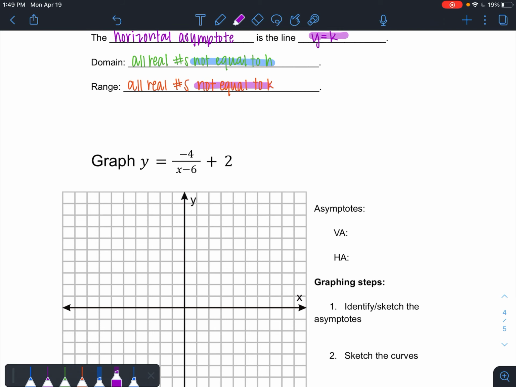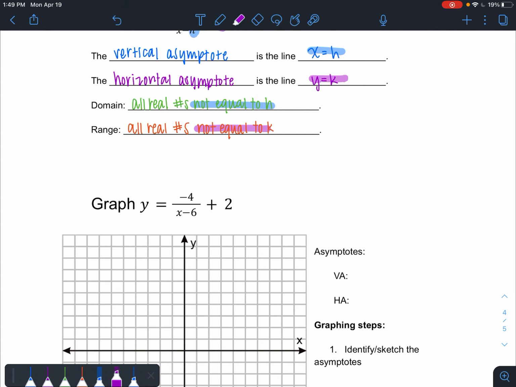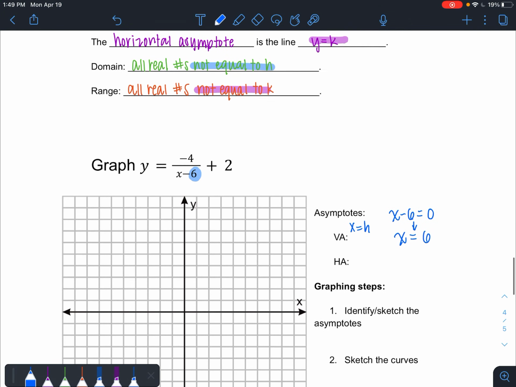So let's go ahead and jump into this first example here. So here I've got my asymptotes, and this is just a header. We want to find the vertical asymptote, and the vertical asymptote is going to be x is equal to h. Now here is my h value right here, that 6, because it's always going to be minus. So x is equal to 6. Another way of thinking about it is you set that denominator, x minus 6, equal to 0 and solve. Then it turns into x equals 6.